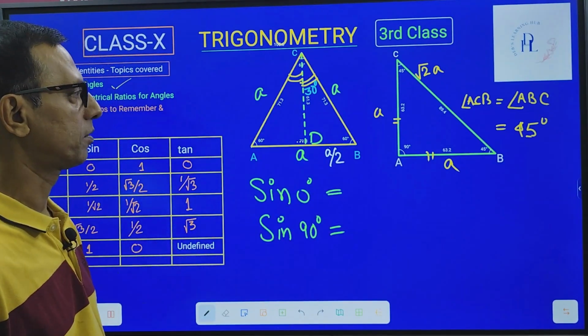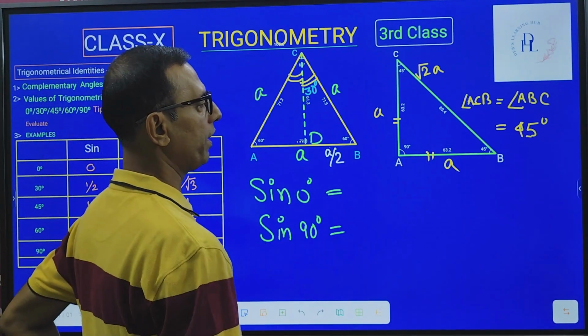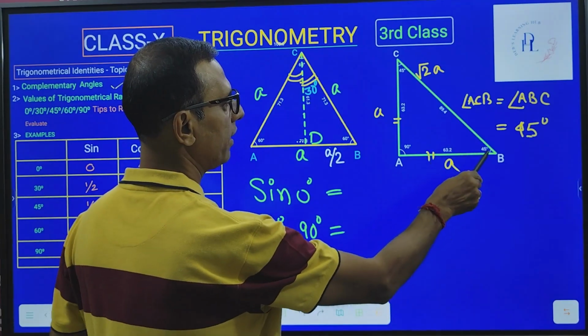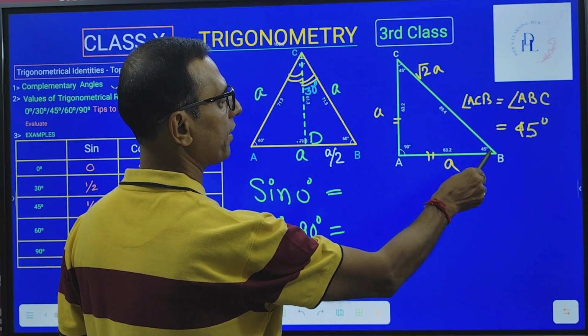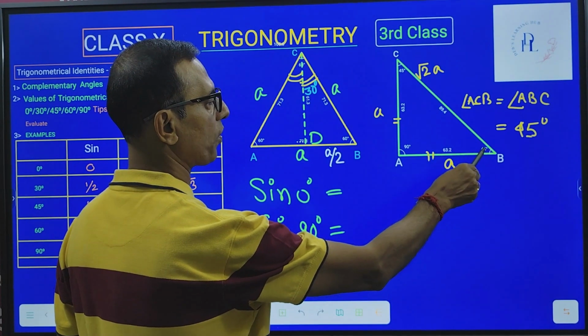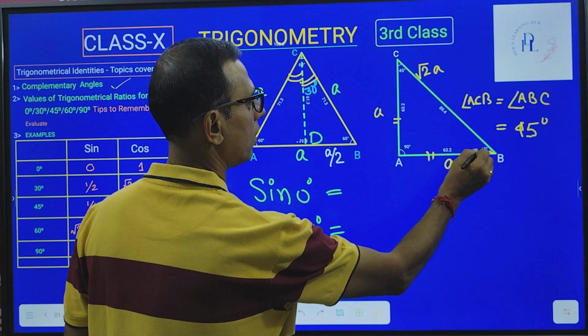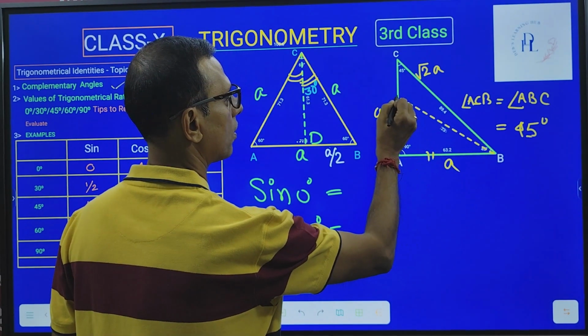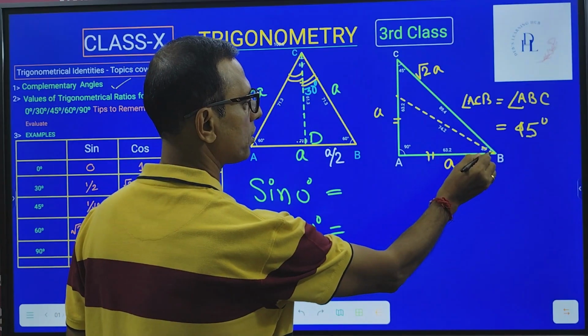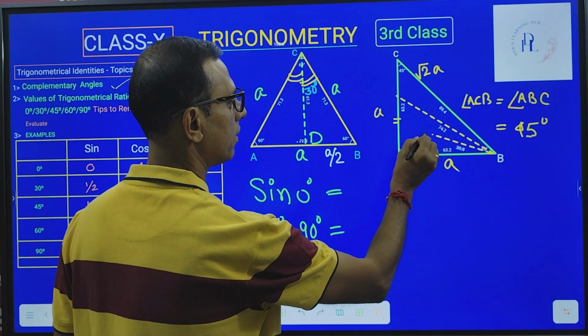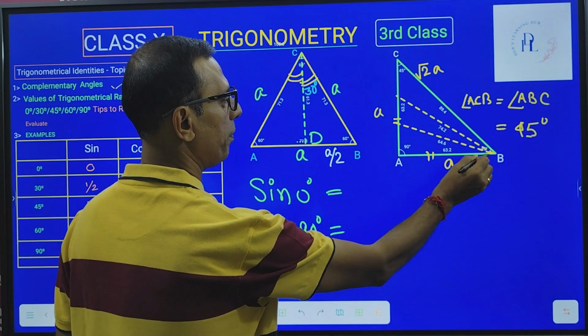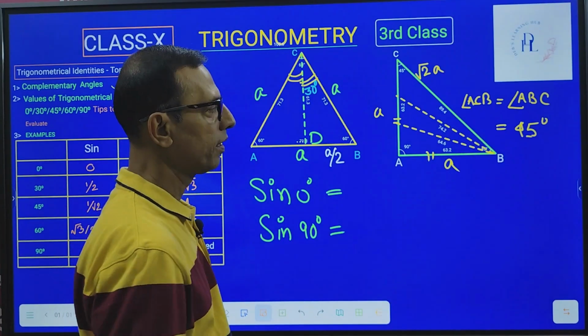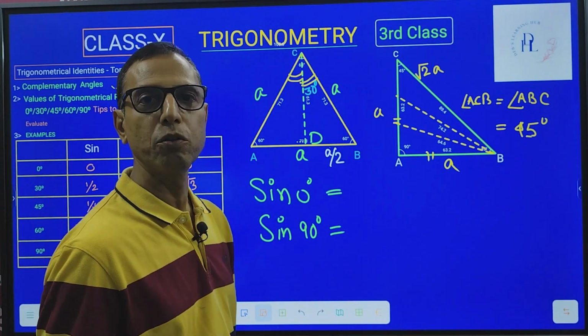You need to understand this part. Sin 0 degree, when will it come? So gradually, if I reduce this angle from 45 degrees, when you are reducing this angle gradually, what is happening? Your base is the same, but your perpendicular is reducing.